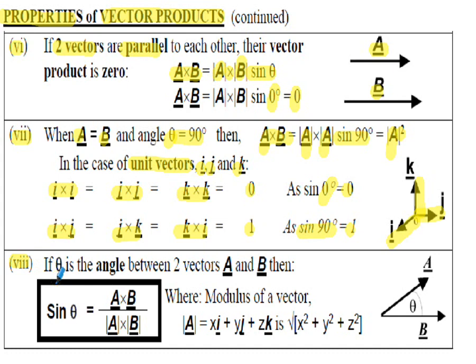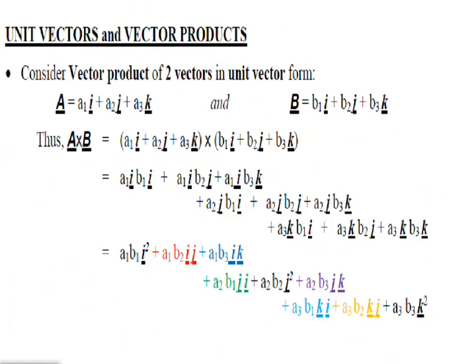Property 8. If theta is the angle between two vectors, A and B, shown in our diagram here, then we can rearrange the vector product formula to read sine of theta is equal to the magnitude of A cross B divided by the magnitude of A multiplied by the magnitude of B, where the magnitude of A or B is found from Pythagoras' theorem applied in 3 directions.